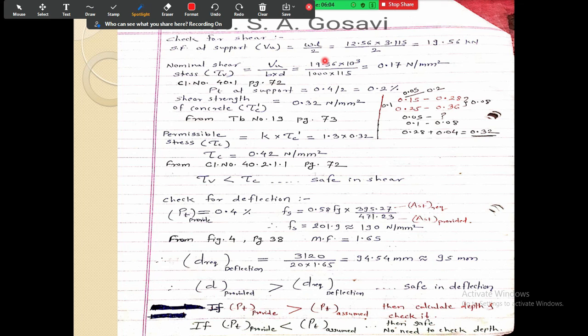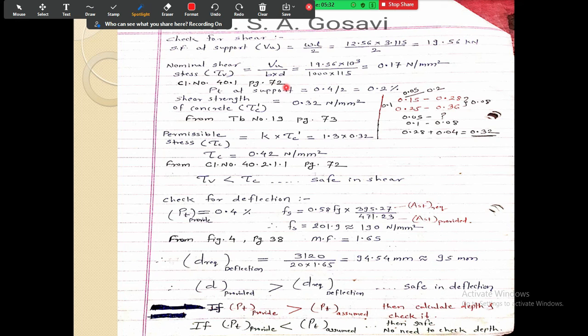And that nominal shear stress, how is it calculated? Stress is equal to load upon area, or you can say shear force divided by area. So the shear force is already known to you, 19.56. This force is divided by area, which is B into D. B is 1000, D is 115. So you will get the shear stress. So this is the clause number.